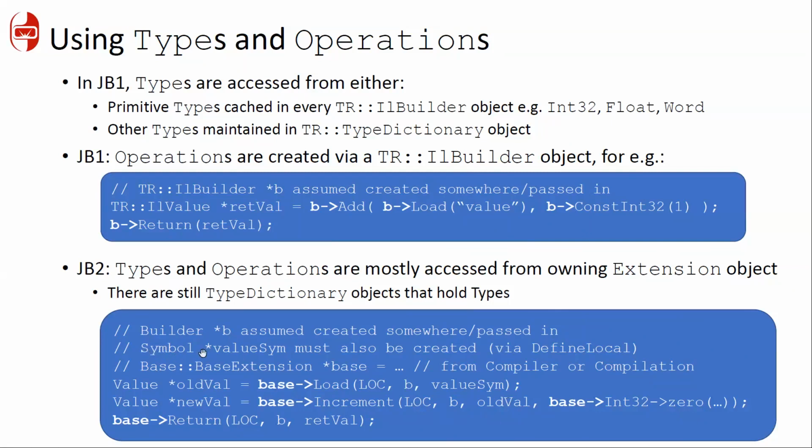JitBuilder 2 now uses symbols rather than strings to refer to variables. So you'd use define local, and it would hand you back a symbol that you could store as value sim in this case. And then we've got some pointer to the base extension called base. So now, first of all, we load the value symbol in the builder B, and then we access that load via the base object.